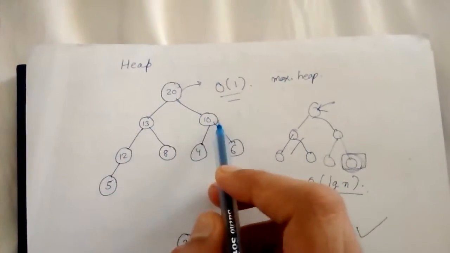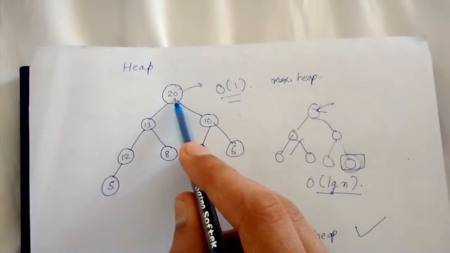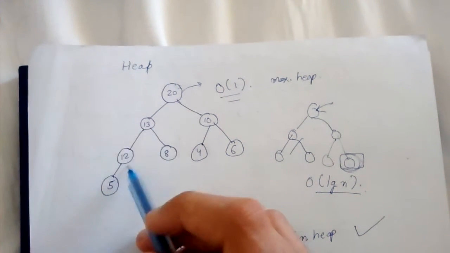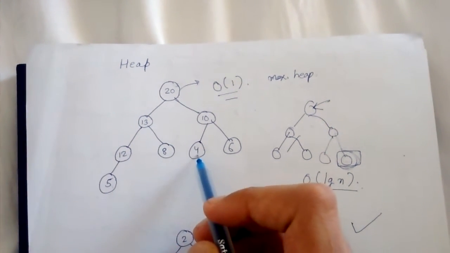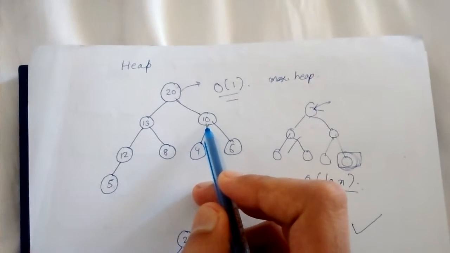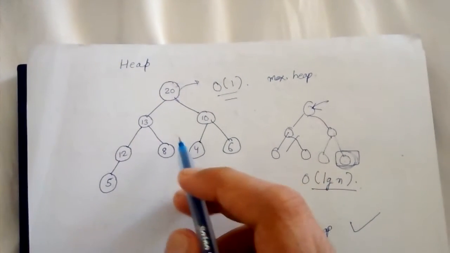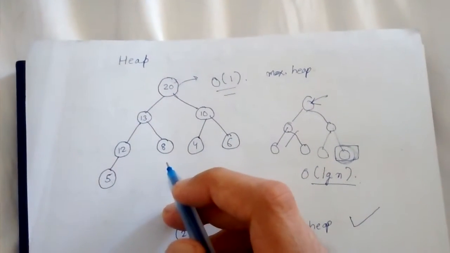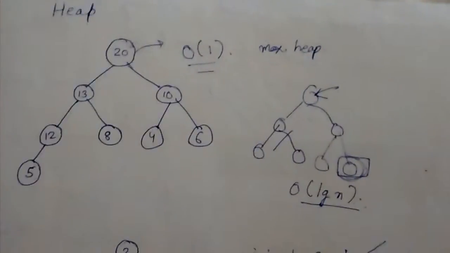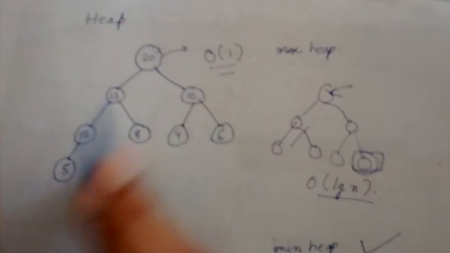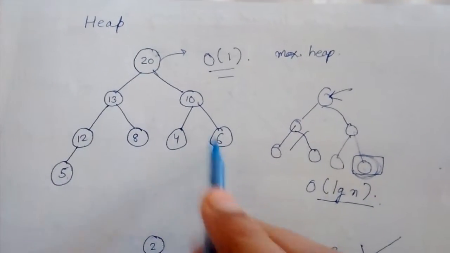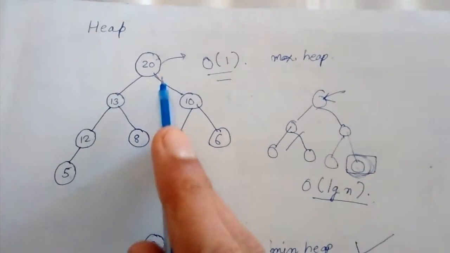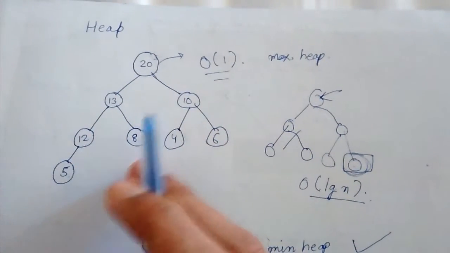Like 13 and 10 are the children of 20, so both of them must be smaller than 20. Similarly, 12 and 8 are both smaller than 13, 5 is smaller than 12, and 4 and 6 are smaller than 10. This is the first constraint and the most important one. Okay, so we are showing the heap data structure in form of a complete binary tree, that is, this kind of a binary tree.